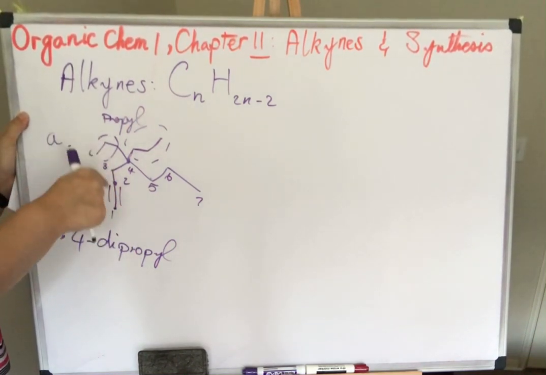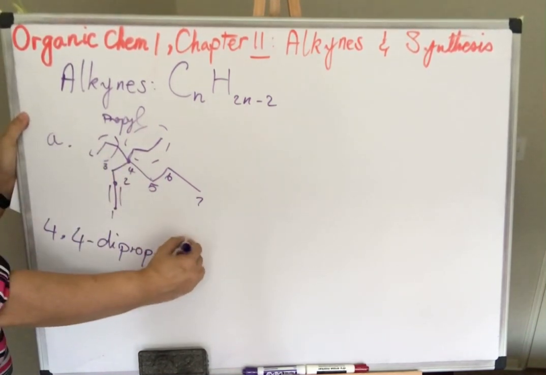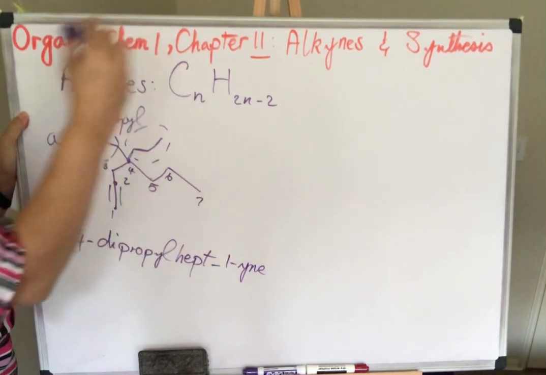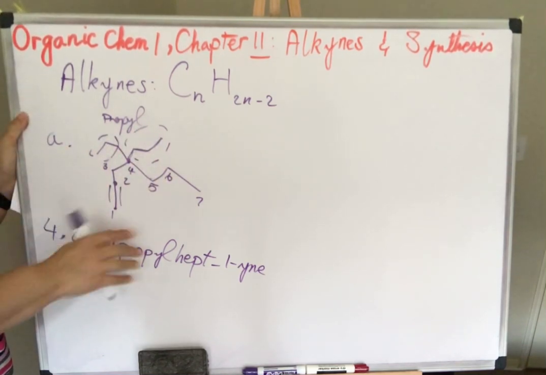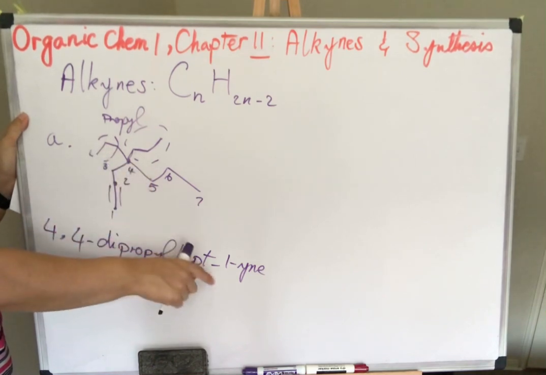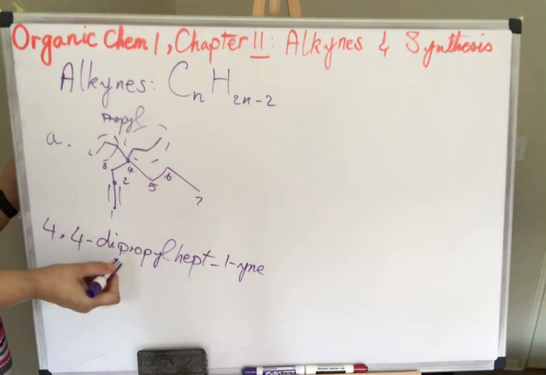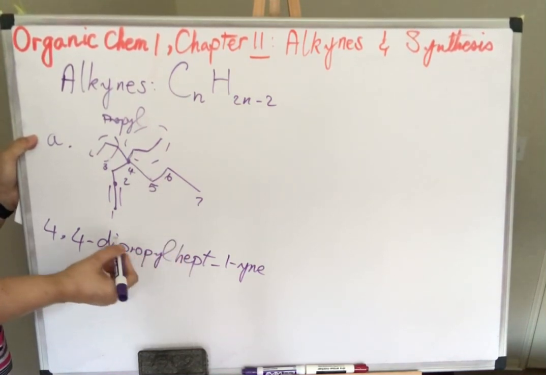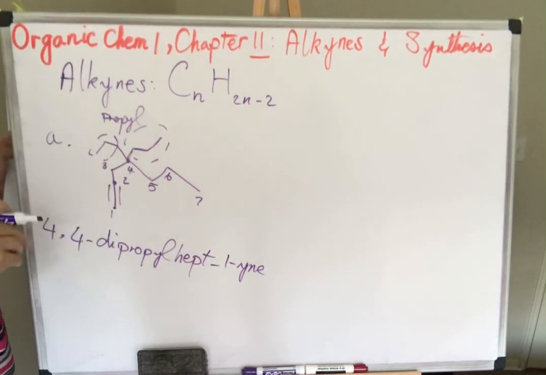And let's take care of the location of the triple bond. Where? On the first one. So you can say hept-1-yne, right? The longest chain is hept, 7 carbons. And then you put the dash 1 yne, means the triple bond is on the first carbon, between the first and second carbon. We could have also said 4 and 4 dipropyl, 1-heptyne. I mean, either way. I told you this is the newer method of naming.